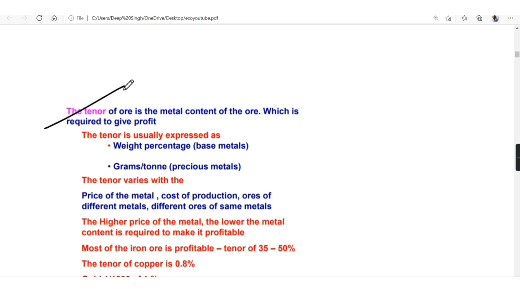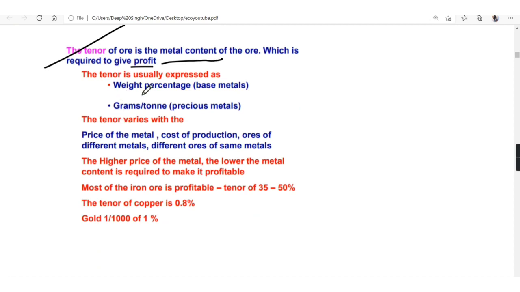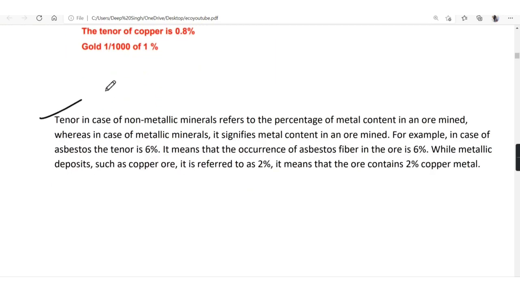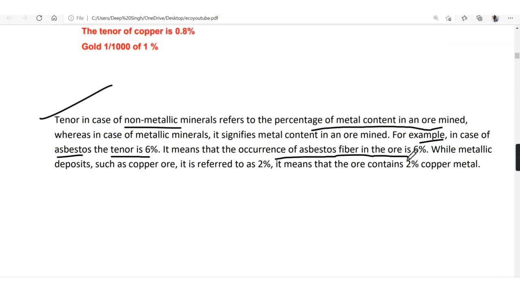Next, what is tenor? The tenor of ore is the metal content of ore. Okay, how much metal content is present in that ore, which is of profit. So they are usually expressed in weight percentage if it is a base metal, and gram per ton if it is a precious metal. So tenor varies with the price of metal and cost of the production. For example, tenor in case of non-metallic mineral refers to the percentage of metal content in an ore mineral. For example, in case of asbestos, if tenor is 6%, it means the occurrence of asbestos fiber in the ore is 6%. Okay.